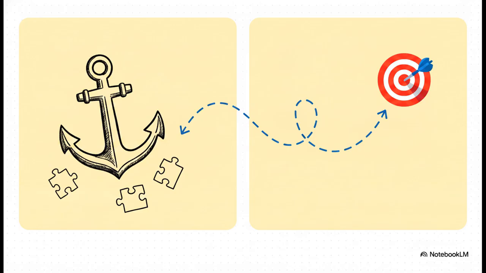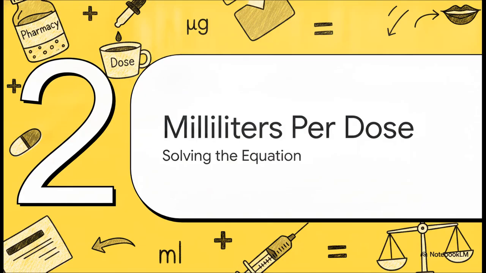To actually win this matching game, you really need to understand one fundamental relationship, and that is what the provider ordered versus where we want to go. Knowing where we want to go, like what your final target unit is, before you even write down a single number, that is the absolute secret to setting up your problem correctly. It acts as your anchor. If you know you absolutely need to end up at milliliters, well, every move you make is specifically designed to get you exactly there. Which brings us to Section 2, solving for milliliters per dose.